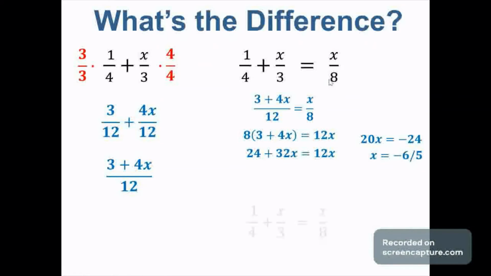So what I'm going to do is take my entire equation and multiply by 24 on one side and 24 on the other side.